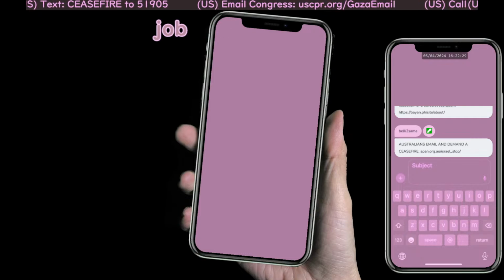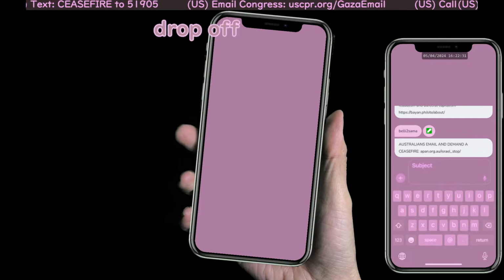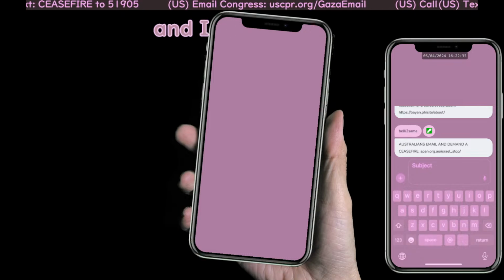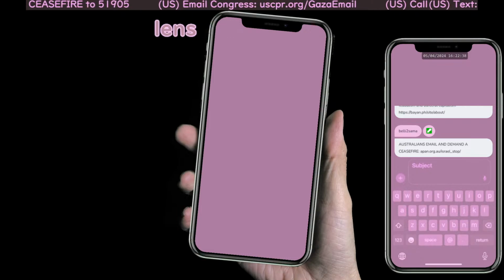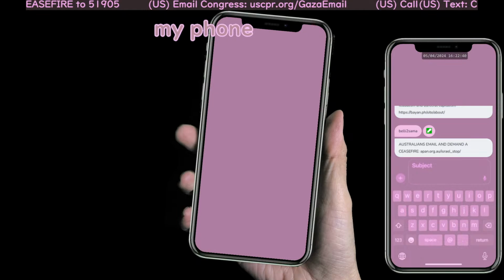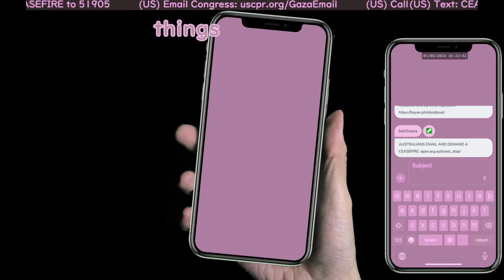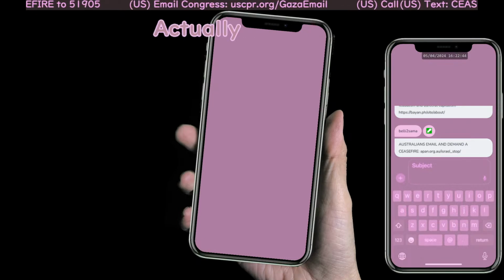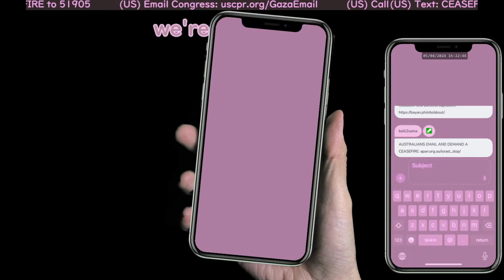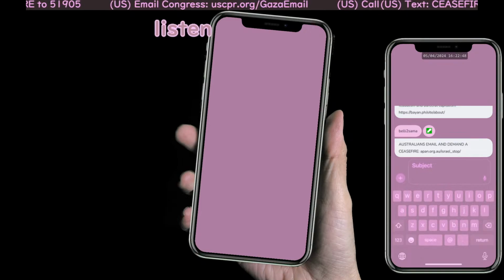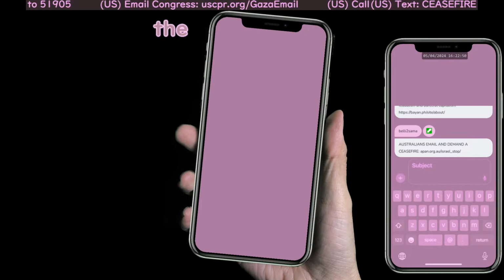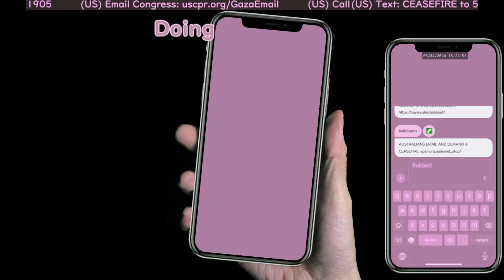So a friend came by to drop off glasses for the eclipse, and I ordered a lens for my phone. I got two things for my phone. Actually, since we're fixing things first, let's listen to some music. And I put the thing on, so hopefully we're doing that filter thing.